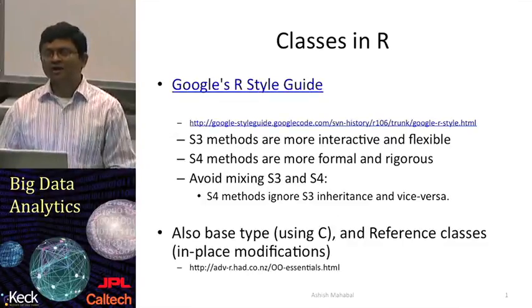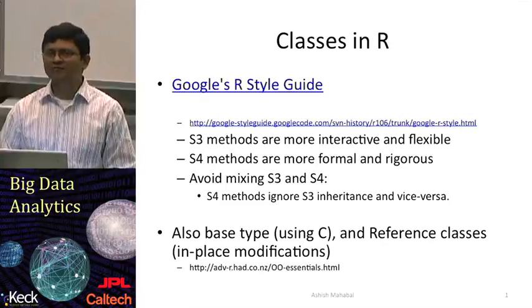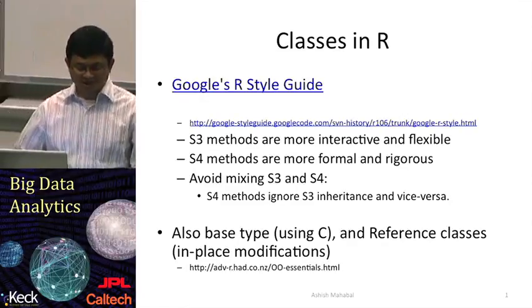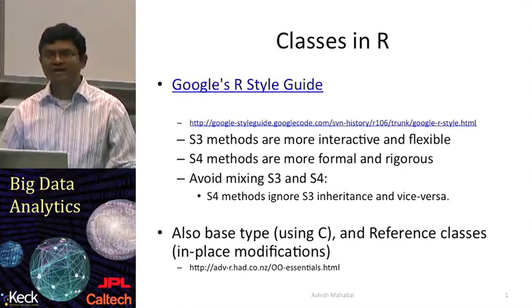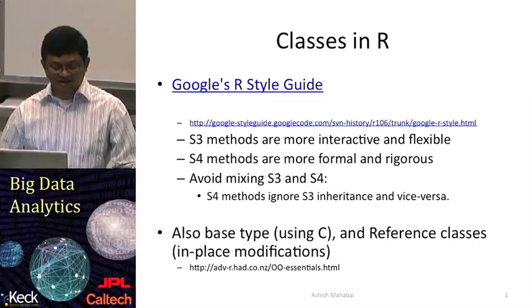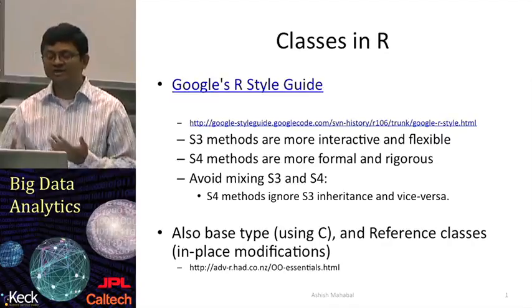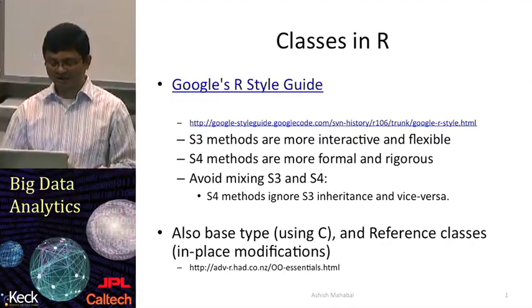And as we know, R has come from S, and the nomenclature that was used in S has continued with R classes. So S3 and S4 are the two main classes that are used in R. Google has a style guide on how to use R classes, and they recommend that S3 is much better than S4, though S4 ones are more rigorous, and we'll be seeing more details about that.